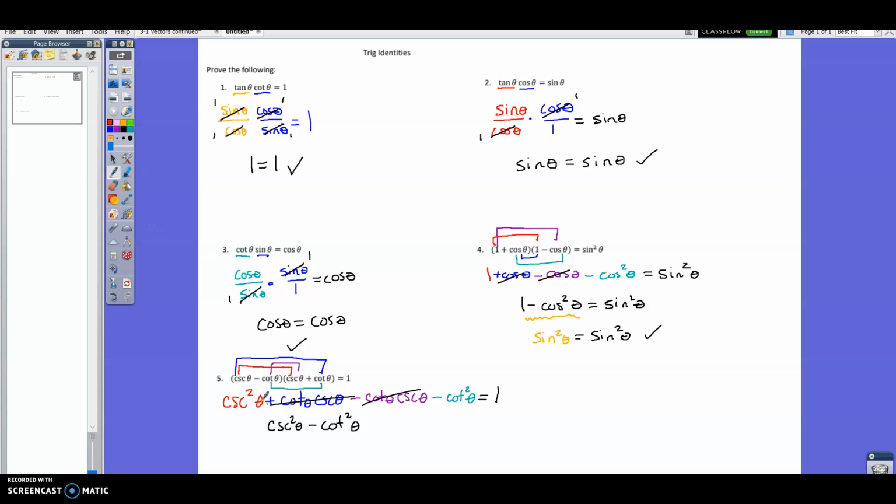Now, we can really change either one of these. We can change the cosecant or the cotangent. I suggest changing the cosecant because we don't have that negative in front. So we don't have to worry about distributing any negatives or anything. So this we can rewrite as 1 plus cotangent squared, and then we bring down the rest. So if you notice, we have a negative cotangent and a positive cotangent. So they cancel each other out, and we get 1 equals 1, which is a true statement.